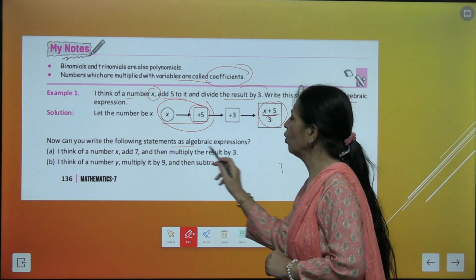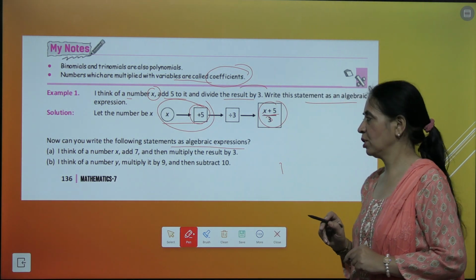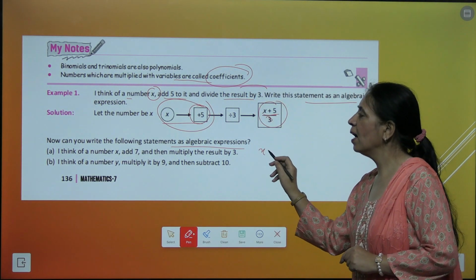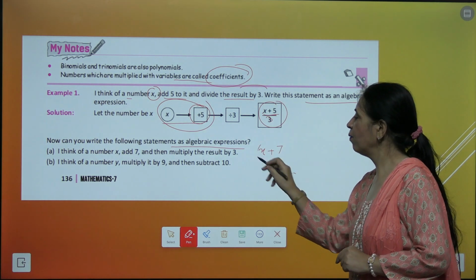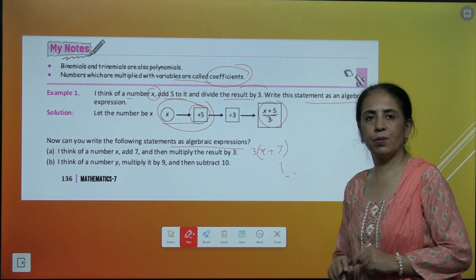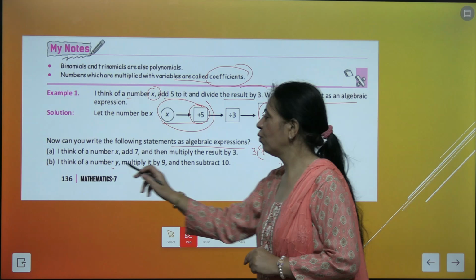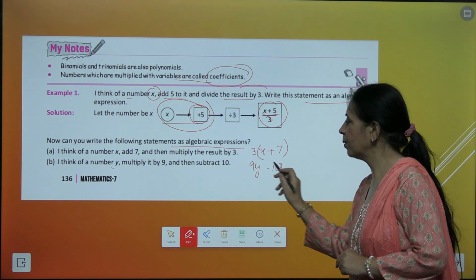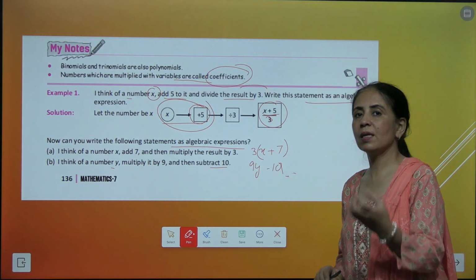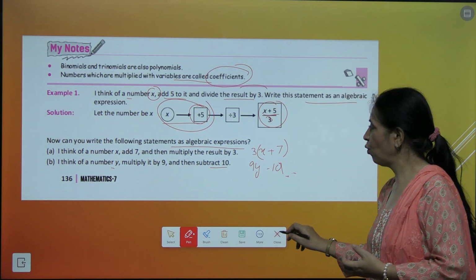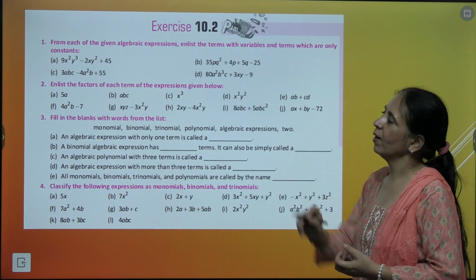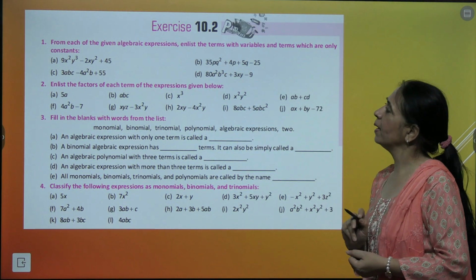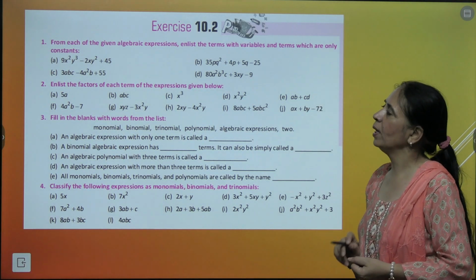Now you can write the following statements as algebraic expression. So let's try. I think of a number, हमने number x लिया, then we add 7 and we multiply the result by 3. Again, I think of a number y, we multiply it by 9 and then we subtract 10 from it. तो इस तरह से हम algebraic expressions form करते हैं. Now we have an exercise. So from each of the following, find out the variables and terms which are only constant.